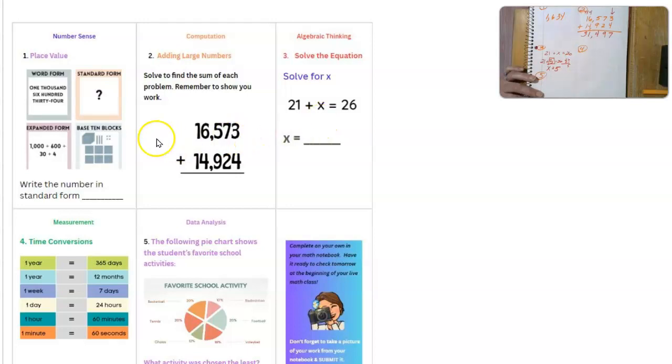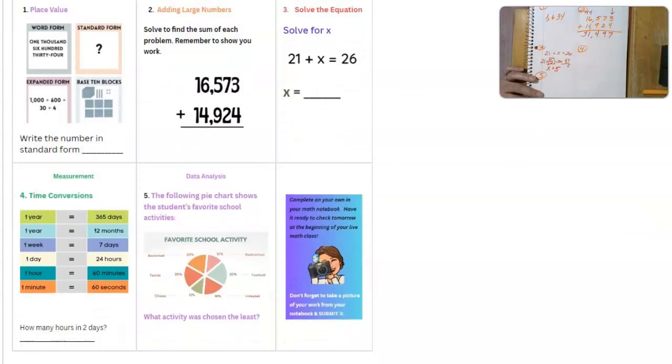Question 4. This week, time conversions. So you can see there's a little chart here for how many days in a year, how many months in a year, how many days in a week, how many hours in a day, minutes in an hour, and seconds in a minute. So the question for today asks, how many hours are there in 2 days?